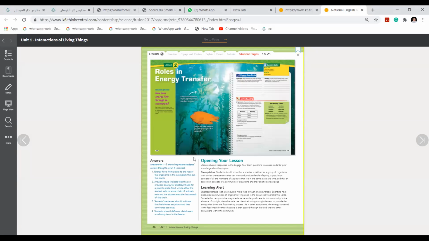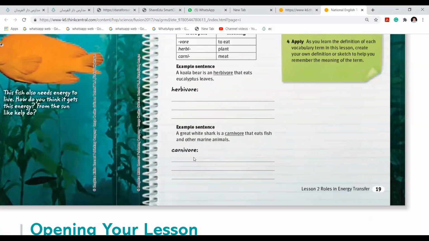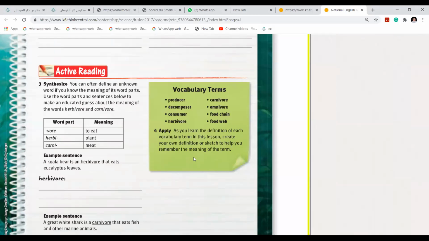Okay. Roles in energy transfer. Whenever I say energy transfer, the first thing that must come to your mind is food chain. It's transferred through a food chain or food web. By now you must be perfectly knowing about producers, plants, and decomposers. They feed on dead animals and they decompose. They feed on dead material.